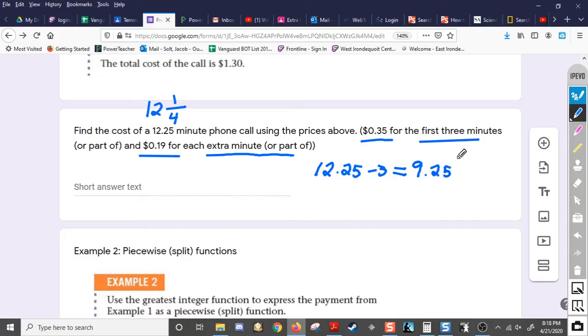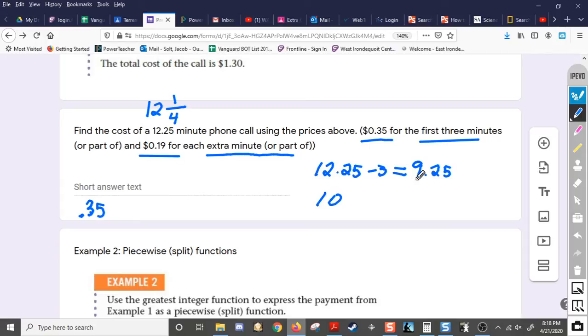All right, so this is what we've got going on. The first 3 minutes is going to get charged 35 cents. So before our final answer, we're going to have 35 cents for our first 3 minutes. That's our 35 cents that we're eventually going to get charged for that first 3 minutes. And now we have to take care of each additional minute thereof afterwards, right? That's that 9.25. Now, remember, they're not going to charge me 9.25 minutes. They're going to round this up to what? Yes, they're going to round this up to 10.